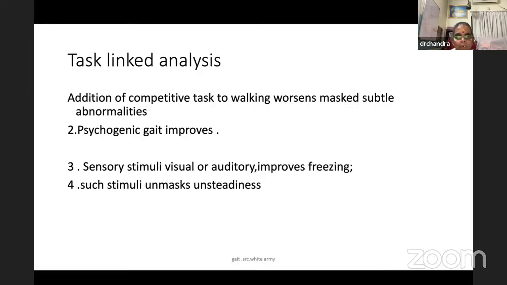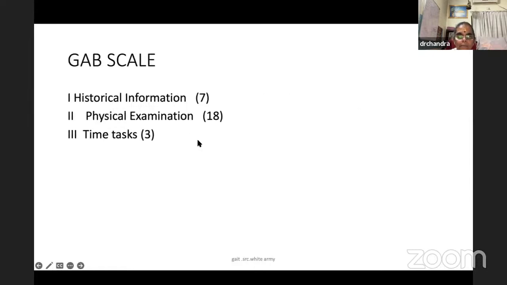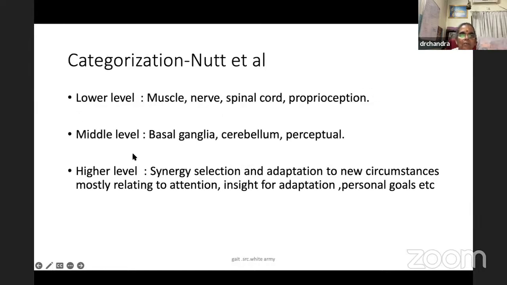And sensory stimuli, visual or auditory, improve freezing. Freezing is sudden stopping. So that will improve with visual or auditory stimuli. And such stimuli unmask unsteadiness. Then you have the gait scale, where you get 7 marks for history, 18 for physical examination, and 3 for the timed task. And based on that, you can find out what the abnormality is.